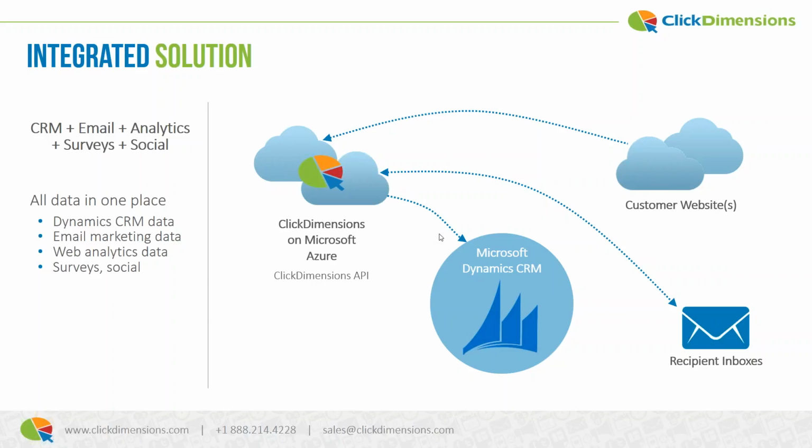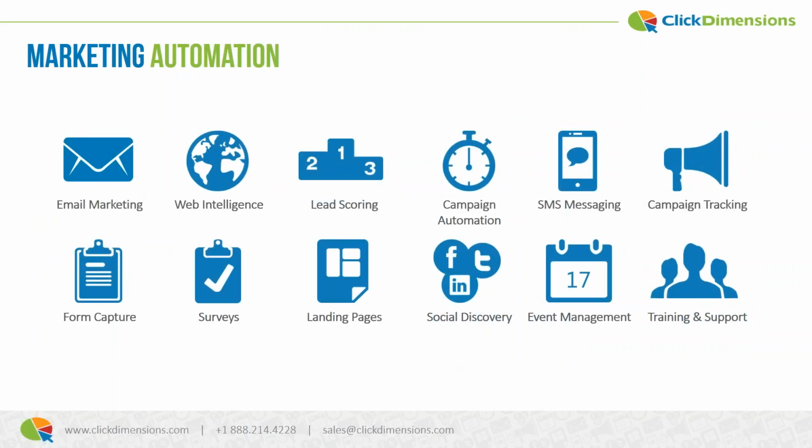Getting right into it, this shows all the different functions and features of the ClickDimensions solution. Obviously, email marketing is the bread and butter of everything. With our web intelligence, a lot of people use Google Analytics, and you still can keep using that, but I'm going to show you how we take web intelligence to the next level. We can also do custom lead scoring, so you can better measure whether a lead is warmer and should be targeted today versus one that needs more nurturing.